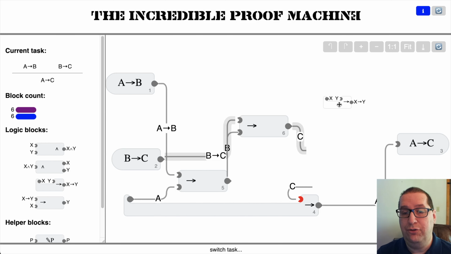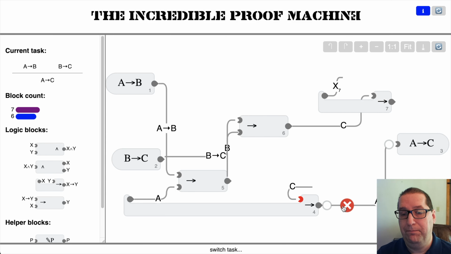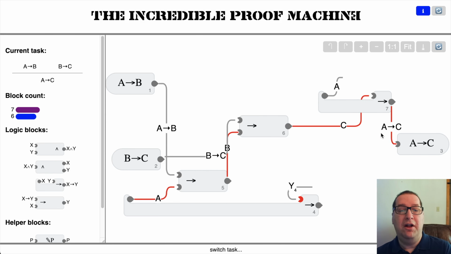If I were to introduce another one of these, plug this in here, right? Here's our A. This is not a valid proof because we've let the scope of this sort of escape our assumption. In fact, this line is red back here because it's telling us this is the thing you assumed and you've kind of let it escape the scope.